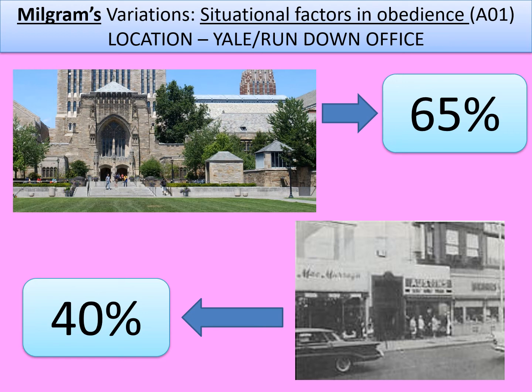So this variation showed us that the institution itself can act as a legitimate authority figure. Yale University is a bit like Oxford or Cambridge University. It's well respected, and it carries this kind of weight of authority around it because it is such a prestigious place. Whereas a rundown office isn't as prestigious, and people didn't feel the pressure to obey quite so much, and so obedience dropped to 48%.